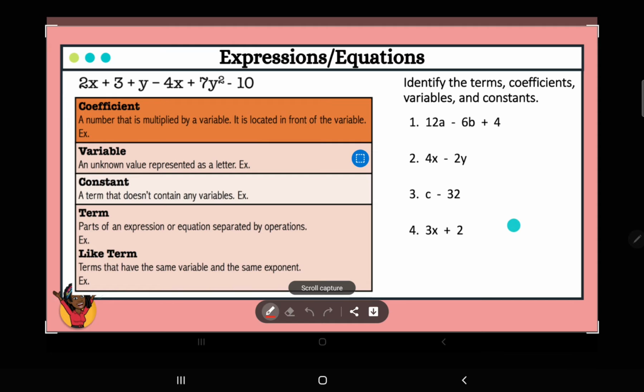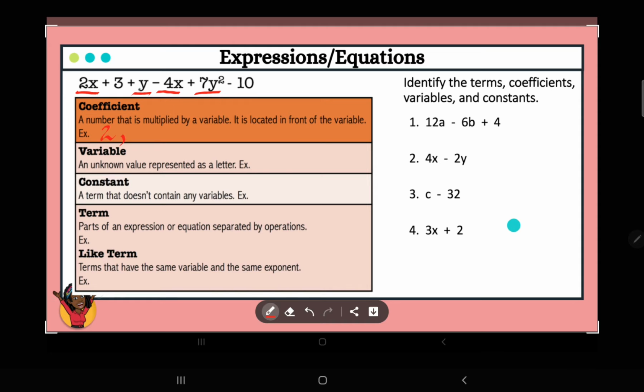A coefficient is a number that is multiplied by a variable. It is located in front of the variable. So if I look at my terms here, I look at 2x and I see that there is a number and a variable. I look at the y. I don't see a number, but I do see a variable there. Negative 4x and positive 7y squared. When I look at 2x, based on my definition, the number 2 would be considered a coefficient because it's located in front of a variable.